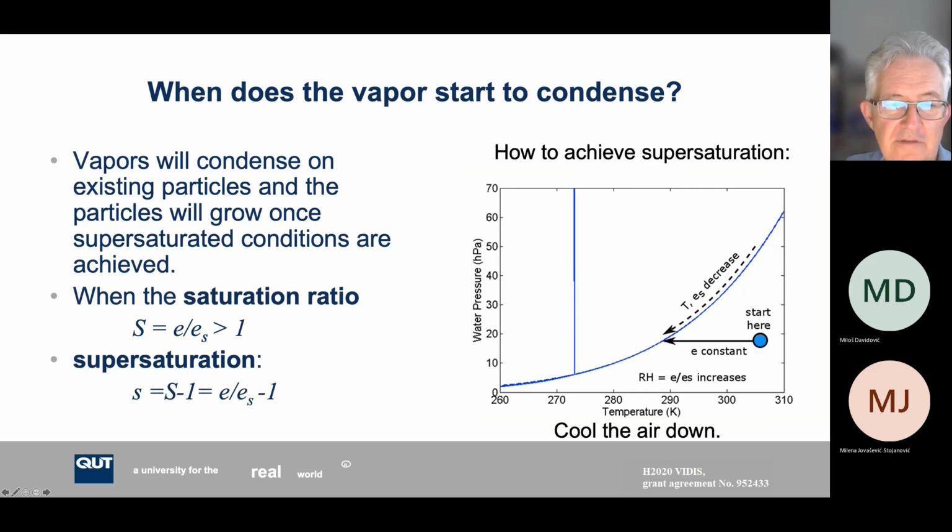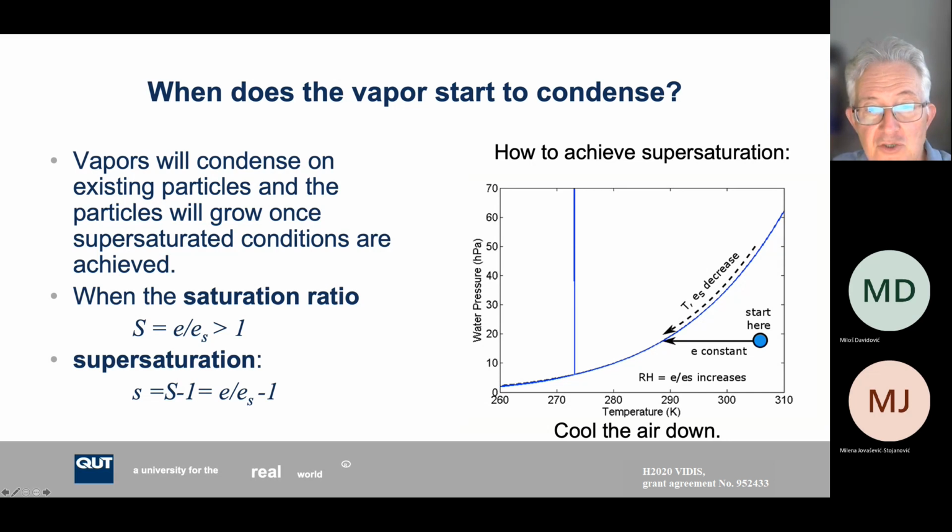Translated to water vapor, humidity of 100% corresponds to a saturation ratio of 1. Everything above 100% humidity is called supersaturated conditions. So the question is how to achieve supersaturated conditions of any vapor. You just can't, it's how to saturate the air with any vapor. Well, the simplest possible way is to cool the liquid down.